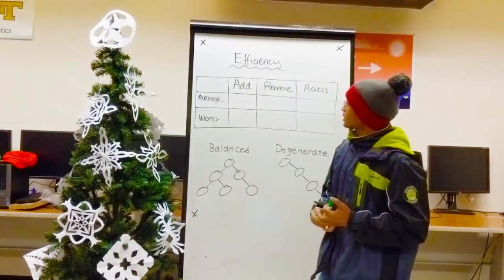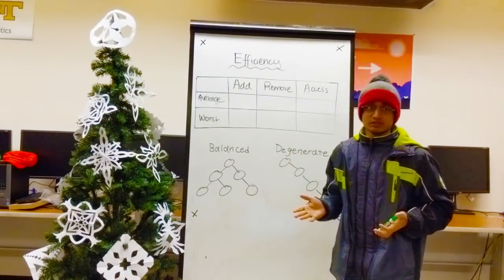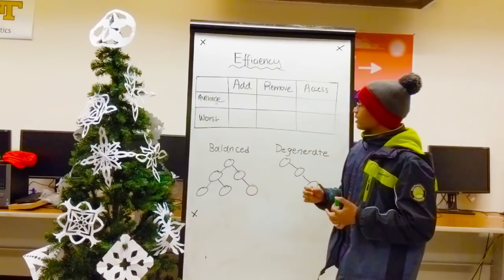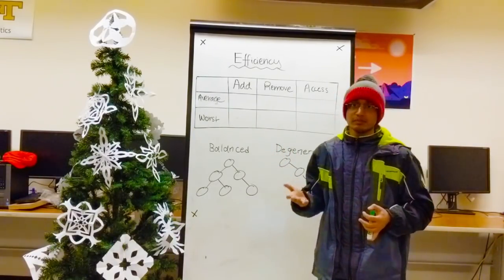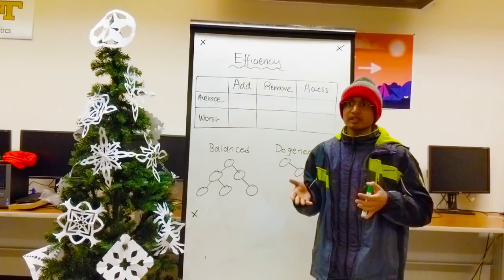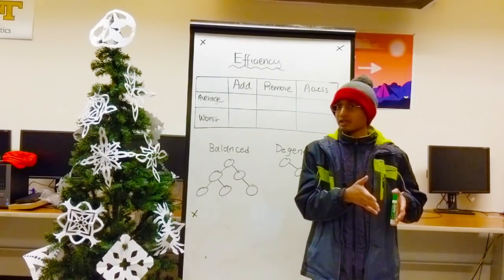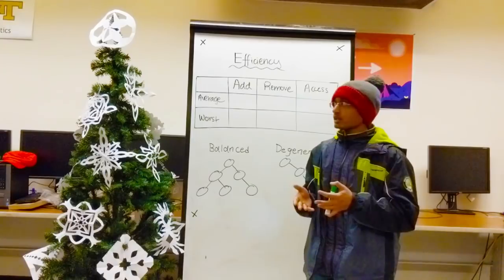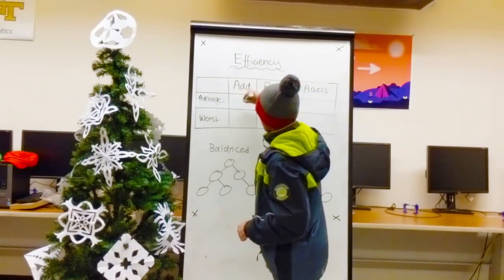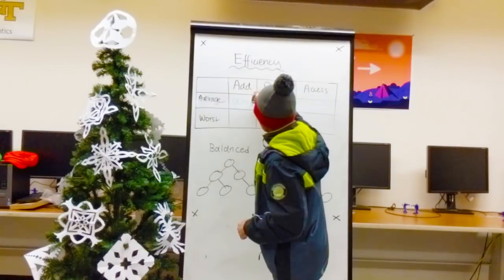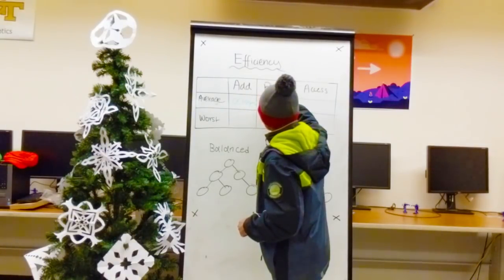So, now we're going to talk about the efficiencies for a BST tree. In a BST tree, the average case, which represents when the tree is balanced, which means there's approximately an equal number of nodes on the left side of the tree and the right side of the tree, is going to be O(log n) in all cases.